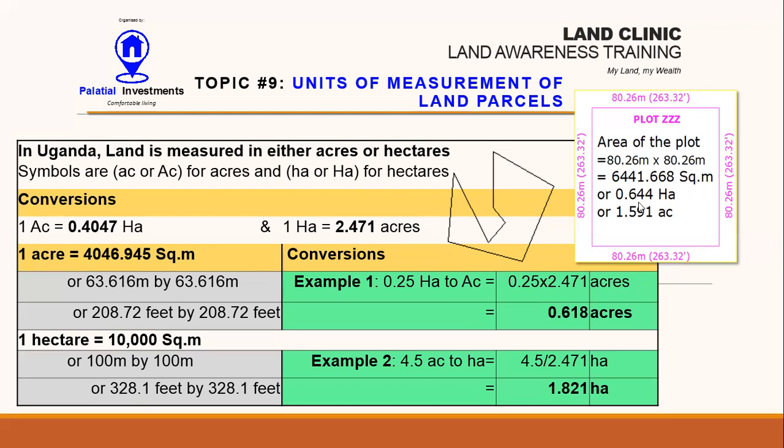So this will give you 6441.62668 square meters. And if you are converting this now to hectares, you will divide that by 10,000 and you will get 0.644 hectares. Now, if you want to take this to acres, you multiply this 0.644 by 2.471 to get 1.59 acres. That is how we calculate the area of plots. That is how we also convert from acres to hectares.